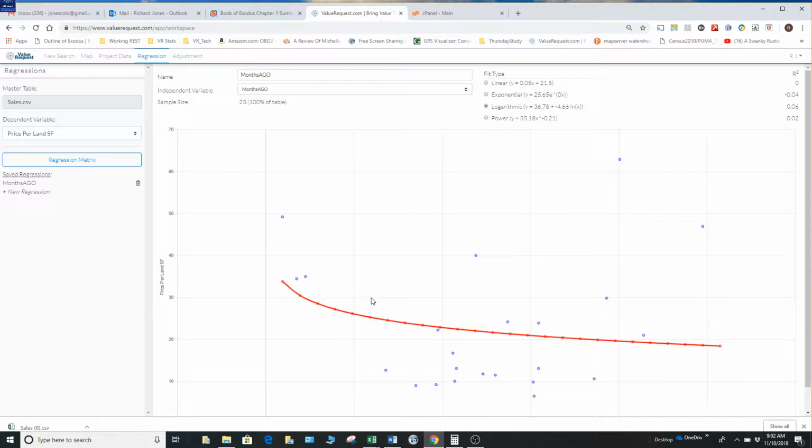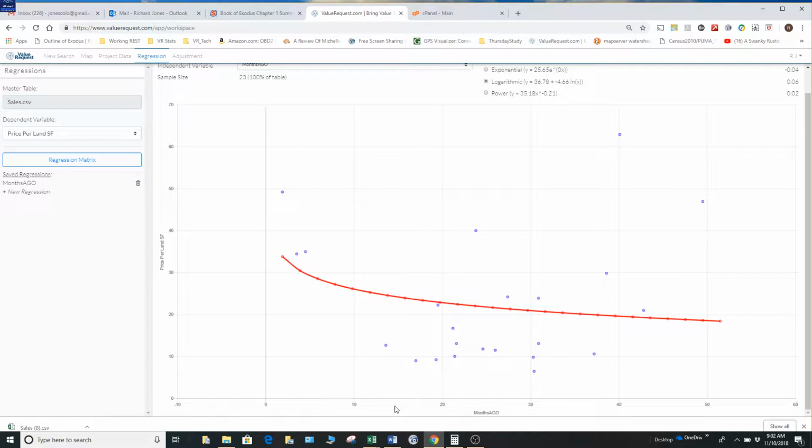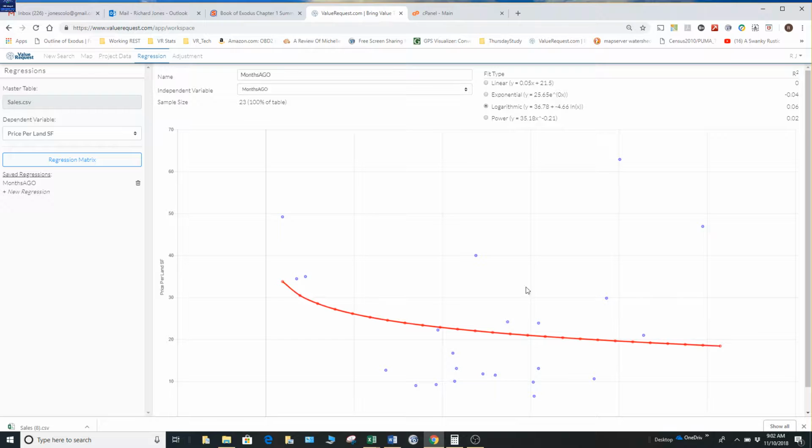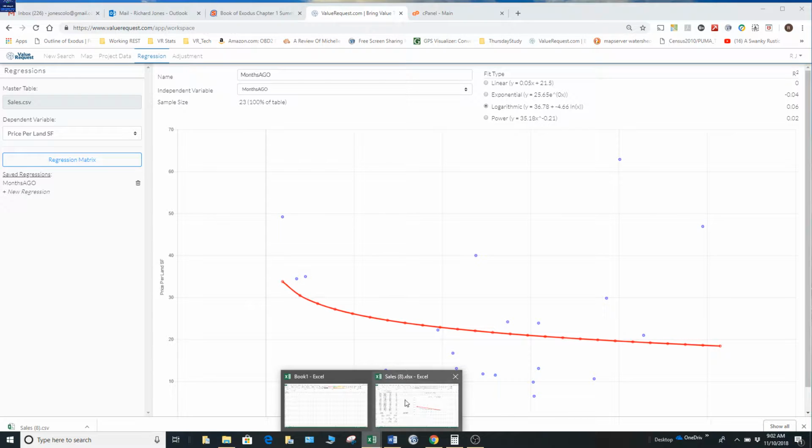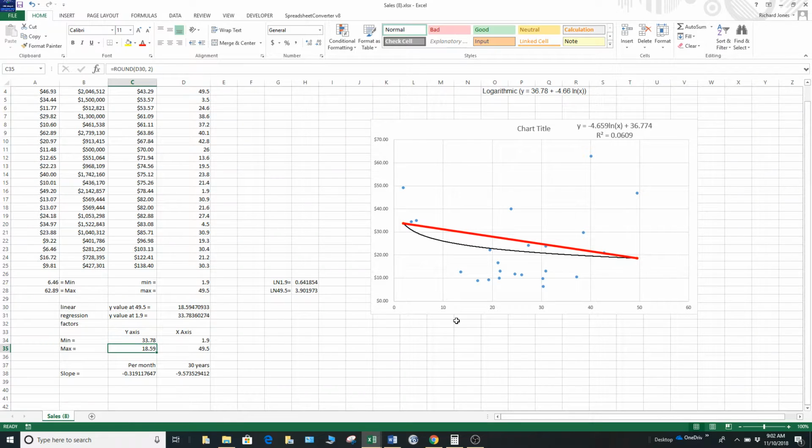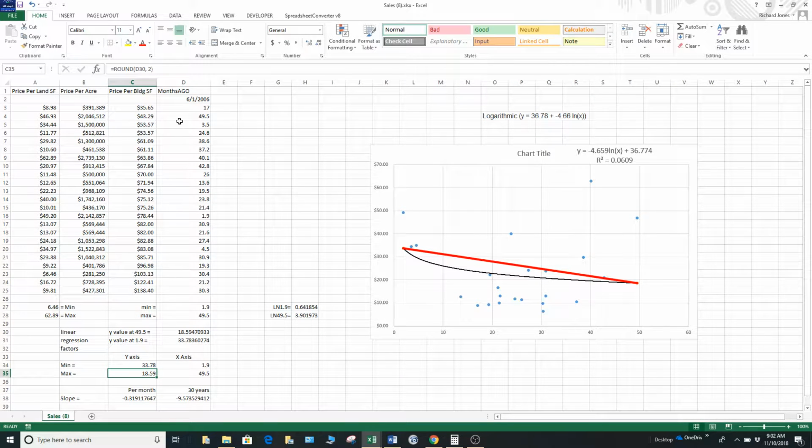All right, so what I've got here is just a simple months ago time adjustment where I've created the months going back. They're down here, and I'm going to use the price per land square foot as the y-axis. And under the logarithmic equations selection, this is what I get. I get this curve. So what I've done is I've manipulated the data, put it over here, and here's the price per land square foot.